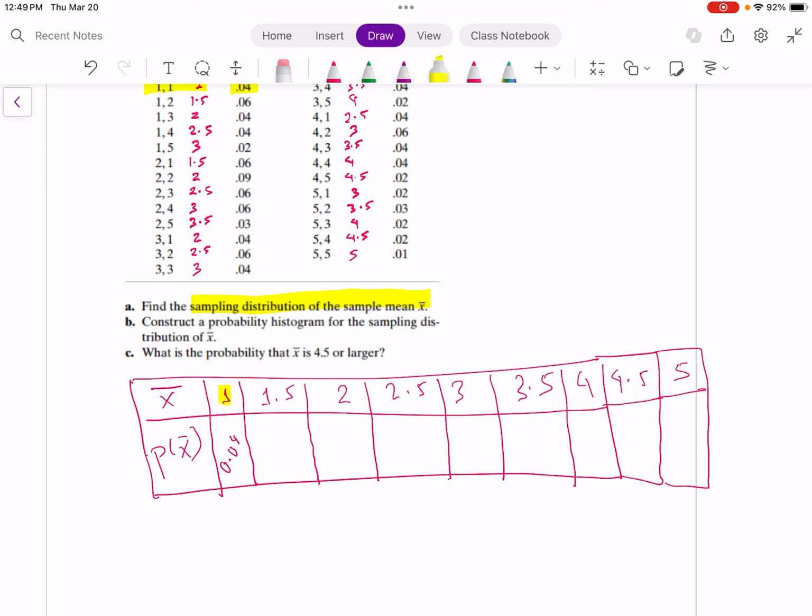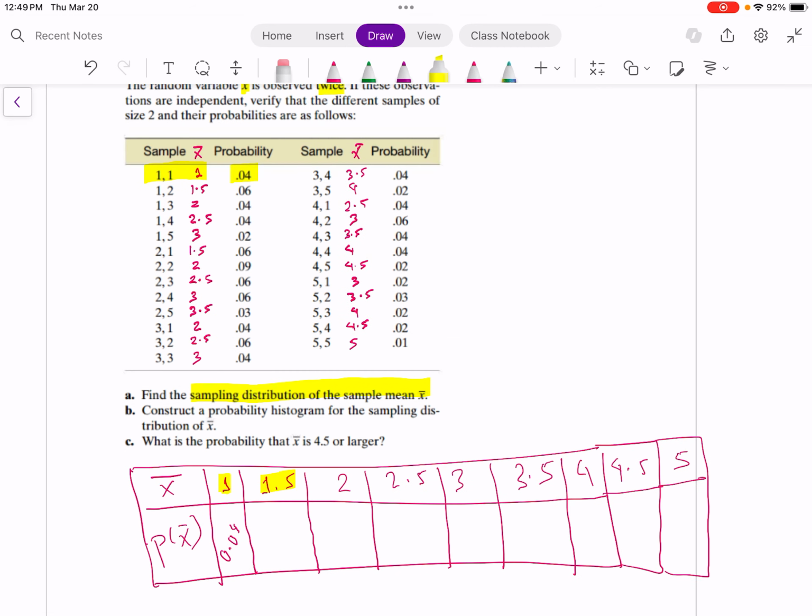Now, we find the probability that X bar takes 1.5. Where do we find X bar 1.5? So, here we have 1.5. Do we have any more? Okay, we have 1.5 here. Any more? No, right? So, we are asked to find the probability that X bar is this 1.5 or this 1.5. It's OR, so it's union. So, we are adding 0.06 and 0.06. What is that equal to? 0.12.